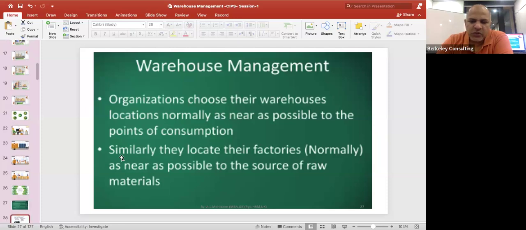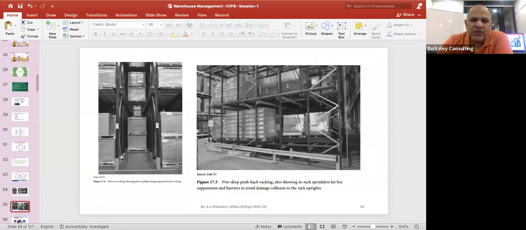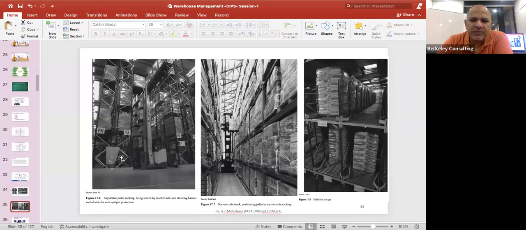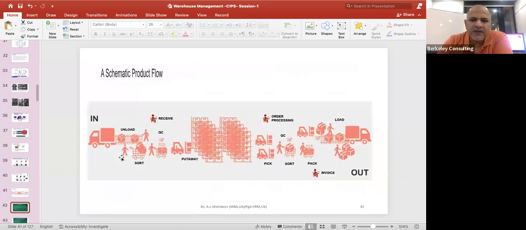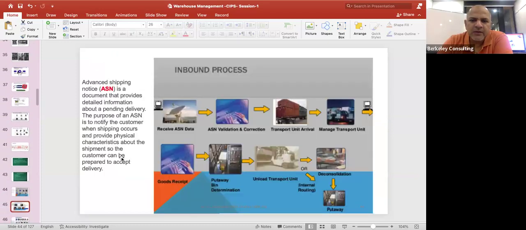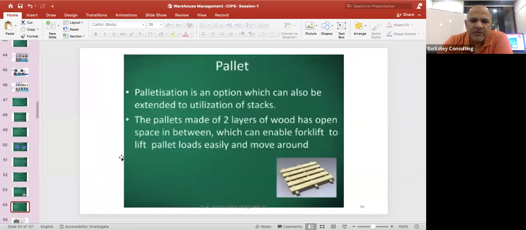So do you have an idea now, overall? Yes, these are the pictures. Now, if you look at that warehouse, come to that one. There are some other types of warehouse.